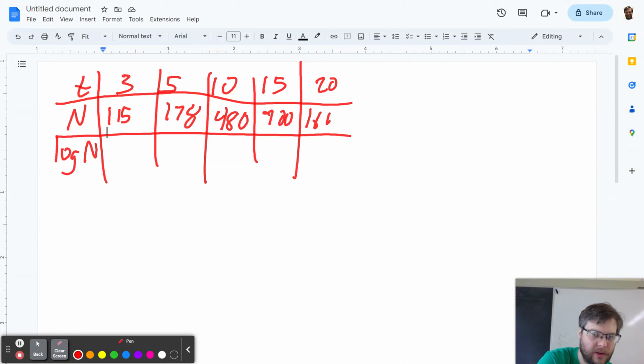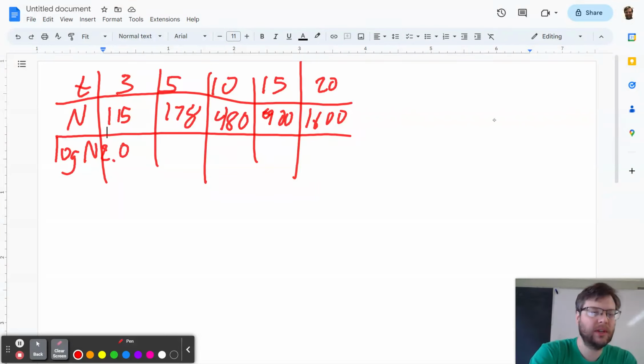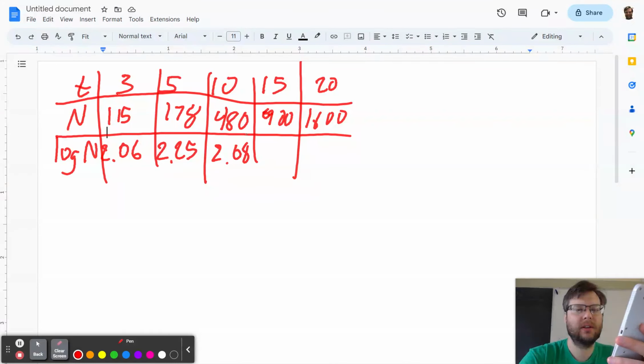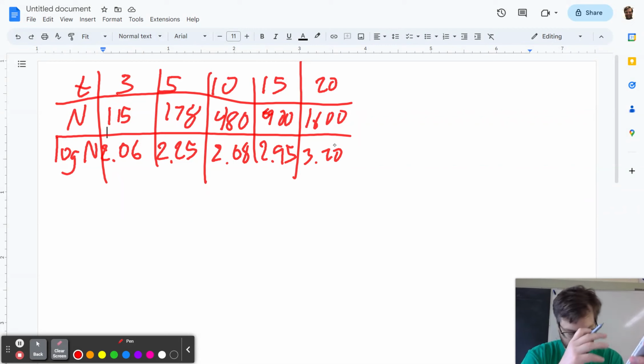Okay, and so here we go. It asks us to do log n, and that's just typing in using the log button on your calculator. So log 115, log 178, log 480. Let me write those in there. So this is what? 2.06, 2.25, 2.68, log 900, 2.95, log 1600, 3.20. Great. So nailed the first part.